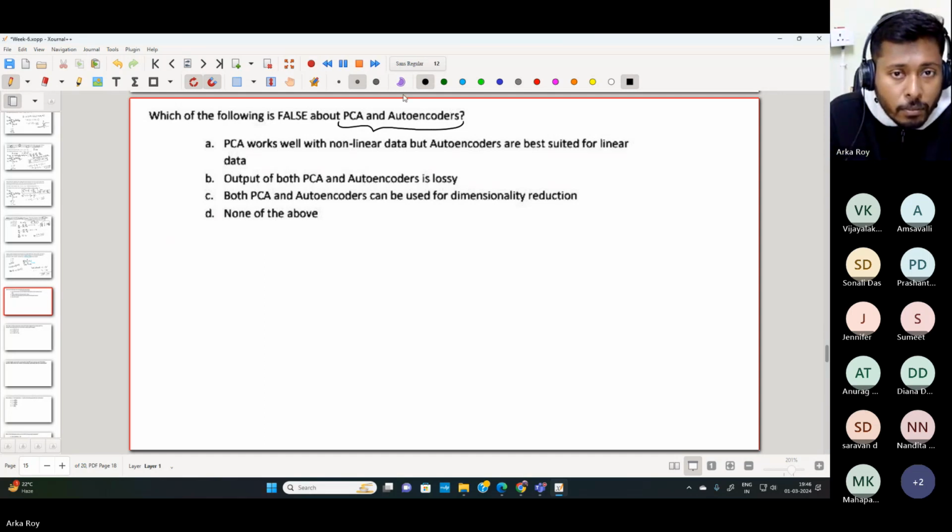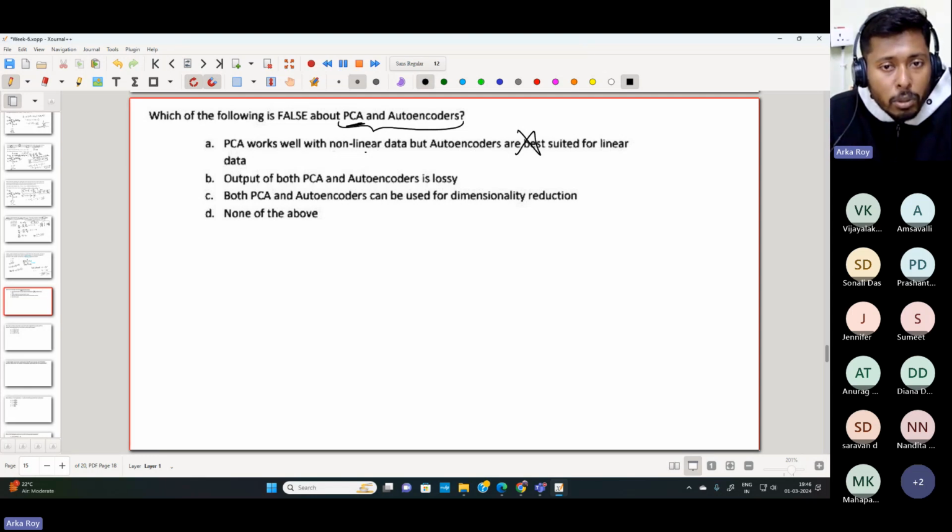So let us scan through the options. PCA works well on nonlinear data. The first option is incorrect because PCA is linear. PCA works well on linear data, but autoencoders are the best for linear data. So this is incorrect. Autoencoder is good for linear data as well as it gives good results in case of nonlinear data. However, PCA gives good results in linear approximation. In case of nonlinear approximation, it is not able to track down a good representation.